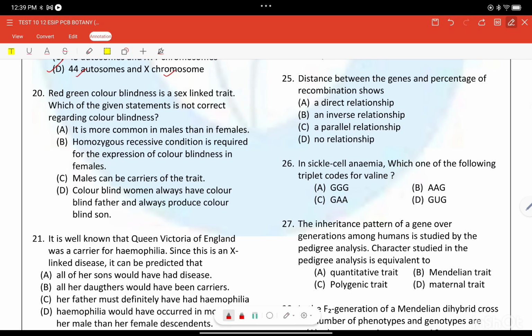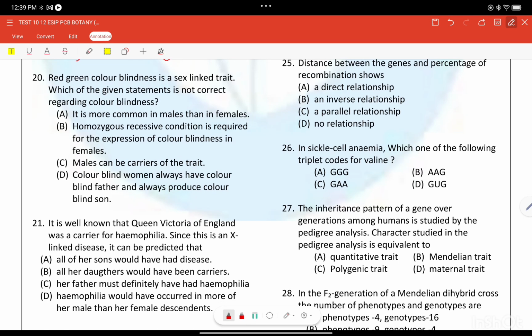Which of the given statements is not correct regarding red-green color blindness? Red-green color blindness is an X-linked trait. So X-linked trait has basically three conditions. Suppose these are the parents, if daughter is affected, then father has to be affected, correct?